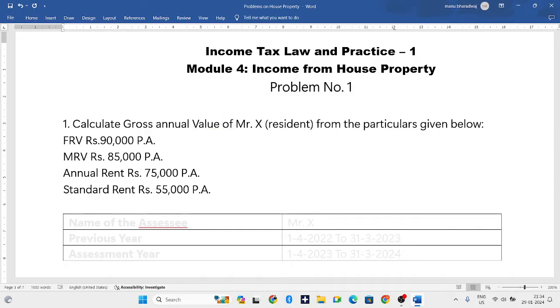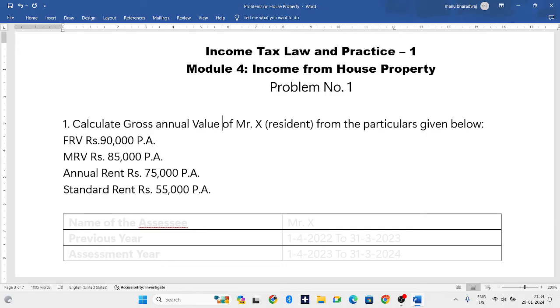Calculate the gross annual value of Mr. X, who is a resident, from the particulars given below. They have given certain details. FRV, fair rental value, it is 90,000 per annum. Always we have to take per annum only. We always have to take it for one year. It is per annum.